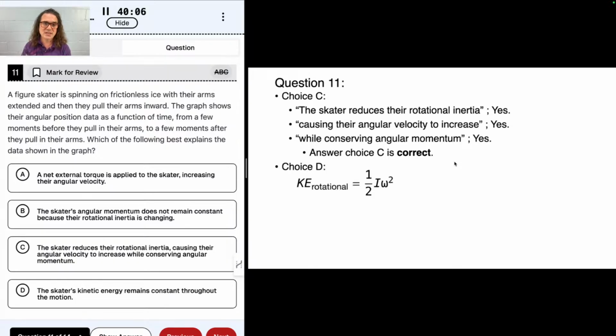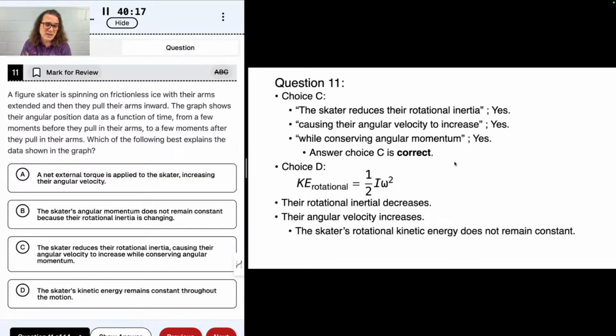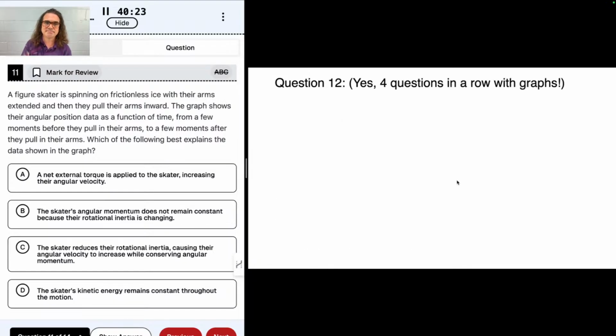Answer choice D, rotational kinetic energy is 1/2 rotational inertia times angular speed squared. Therefore, their rotational inertia decreases and their angular velocity increases. So the skater's rotational kinetic energy does not remain constant. So answer choice D is incorrect.